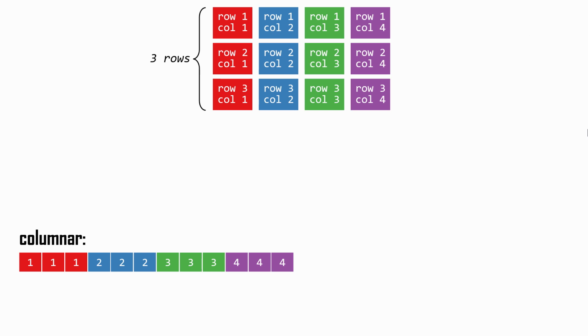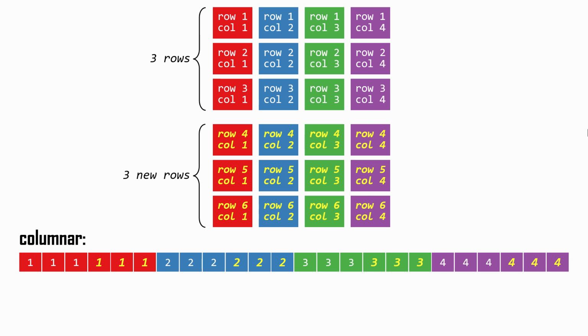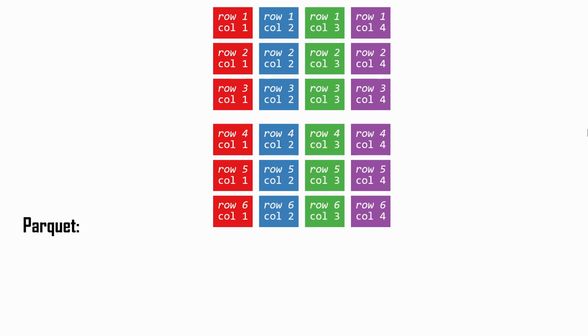Issues occur when you need to add new rows. To keep all the data from each column together, we would need to push all the values after the first column over, and then insert the column 1 values from the new rows. Then we would need to repeat this inefficient pattern over and over again, inserting new values for each of the other columns. Let's see how Parquet solved this problem.